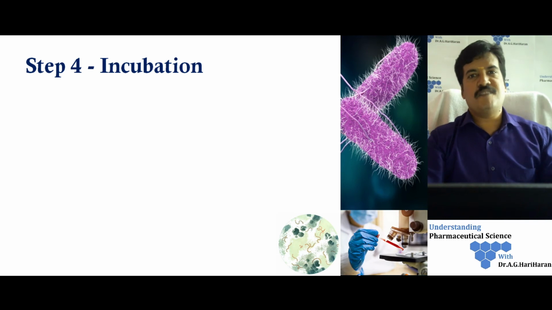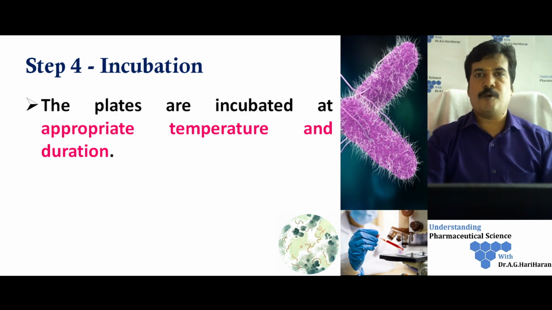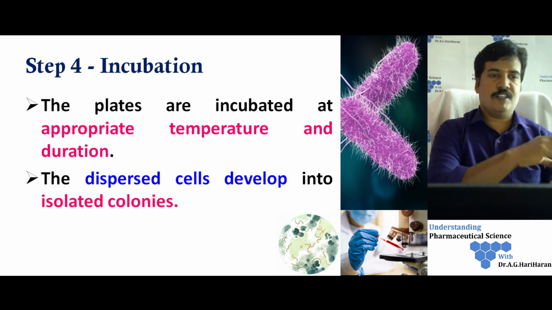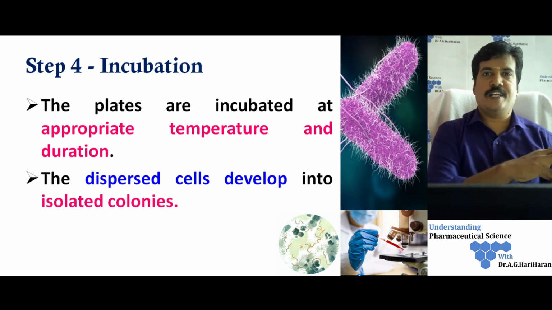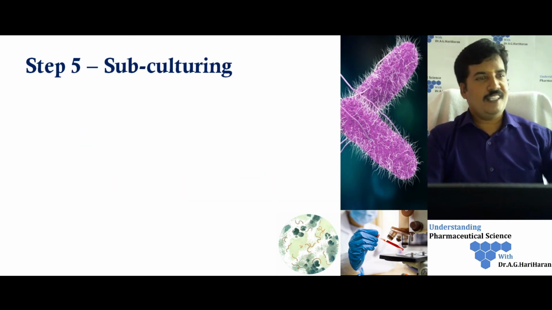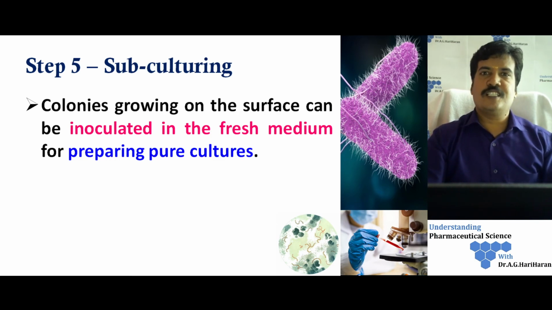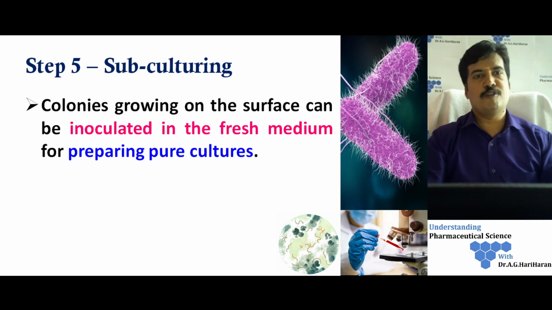Then it is inverted and incubated at an appropriate temperature and duration. During this time, each individual cell will start developing into an isolated colony. Then finally, these colonies are subcultured on a fresh medium to get the pure cultures. So this is the second and the easiest method of isolation of pure culture.